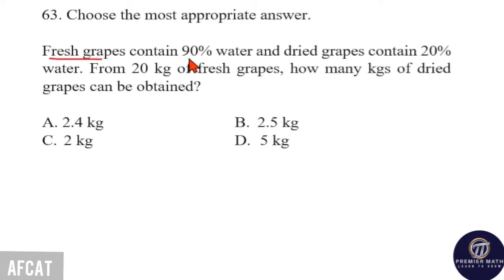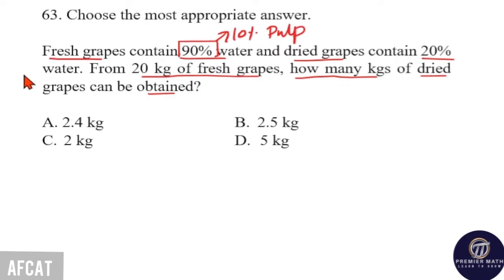Fresh grapes contain 90% water and dried grapes contain 20% water. From 20 kg of fresh grapes, how many kilograms of dried grapes can be obtained? Here, fresh grape contains 90% water means remaining 10% is the pulp. So, we need to find out how many kilograms of dried grapes can be obtained from 20 kg of fresh grapes. Here, this 20 kg of fresh grapes contain 90% water and 10% pulp.